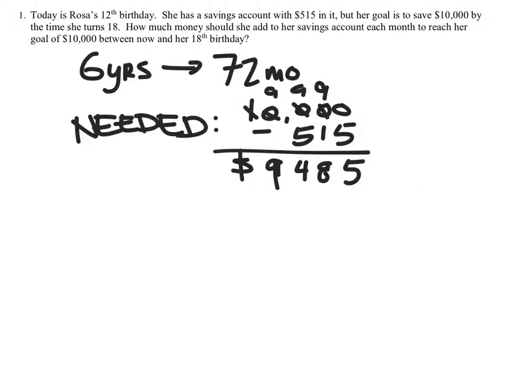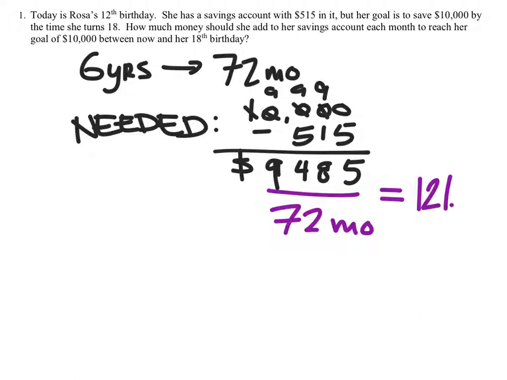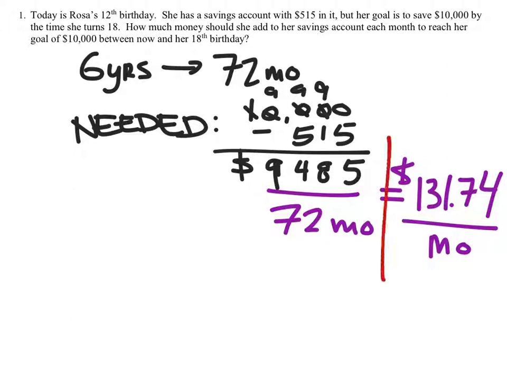But she wants to do this in 72 months. So what do we do now? Divide that by 72 months. And this comes out to be, this is where a calculator becomes really nice. What is it, 131.74? We'll round that to 74 cents, because if we keep it down at 3, eventually she will end up short a few pennies. So, she must save this much money per month, is the answer right here.